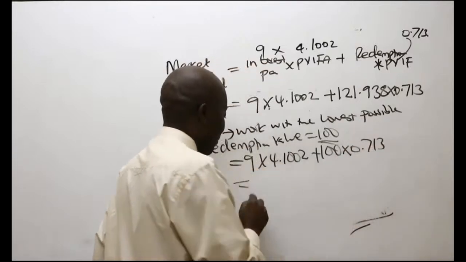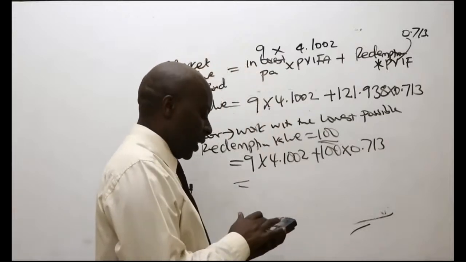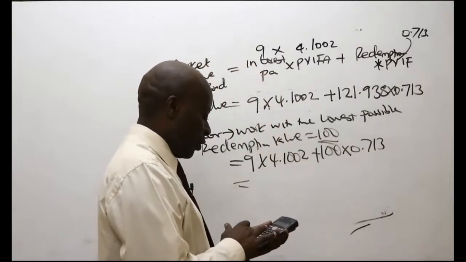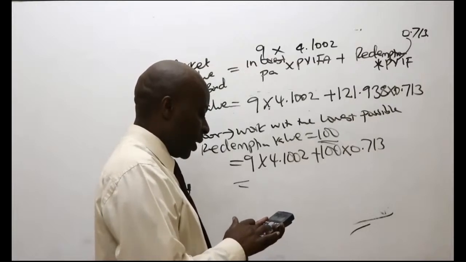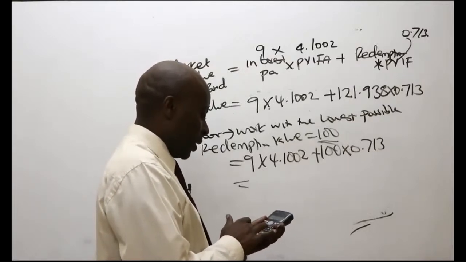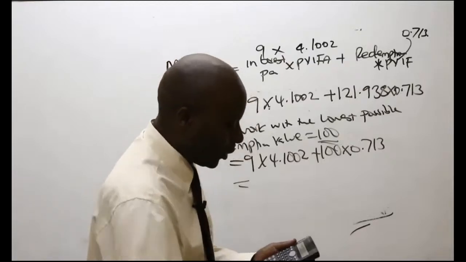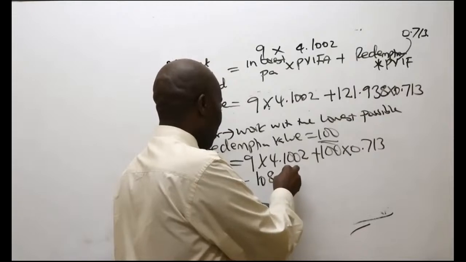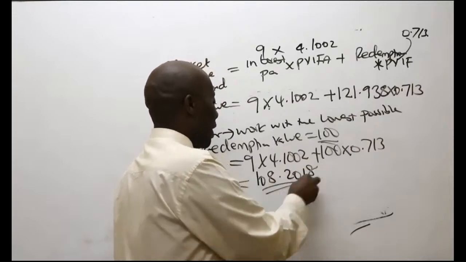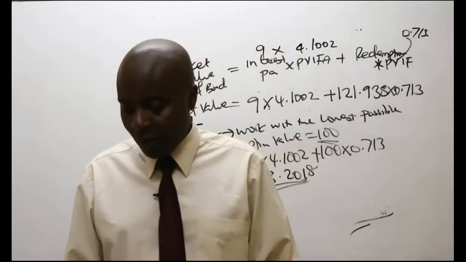So at the end of the day, what do we have there? We have 9 times 4.1002 plus 100 times 0.713, which gives us 108.2018. That is the floor value.